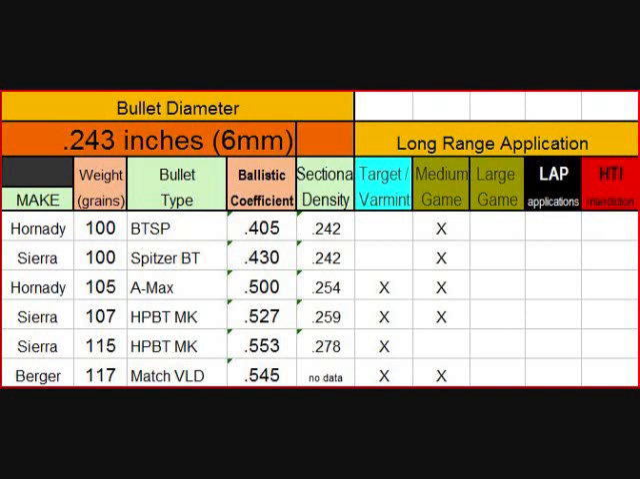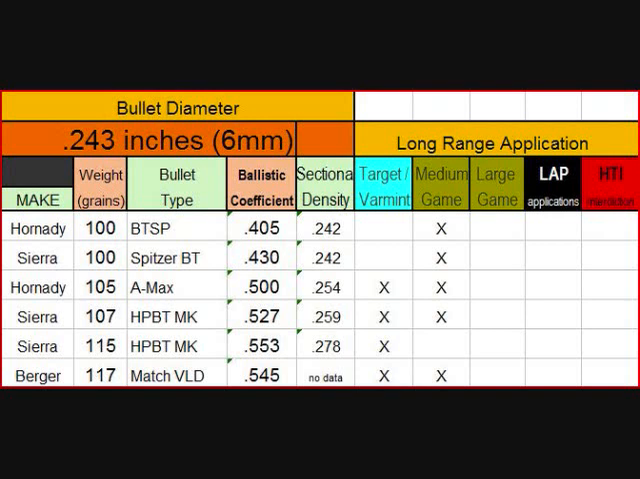So your best choice for varmints would be your match quality bullets. For medium game, we have the Hornady and Sierra 100 grainers. We're talking the boat tail bullets. This is the boat tail spire points, or the Spitzer boat tail. Spitzer is basically a spire point. Those are going to work fine even at real long range for medium-sized game.